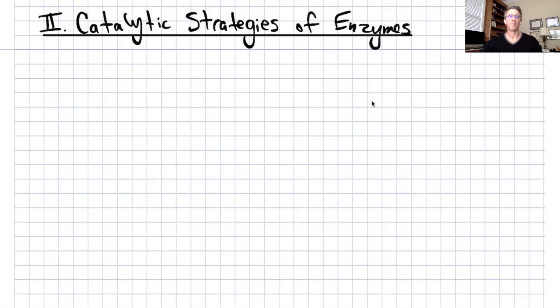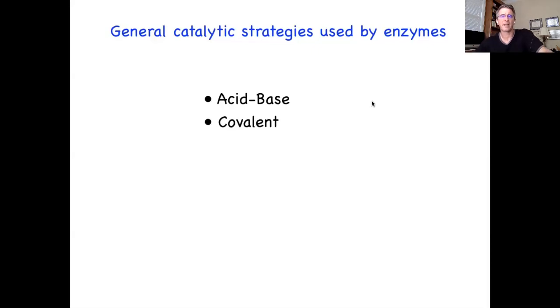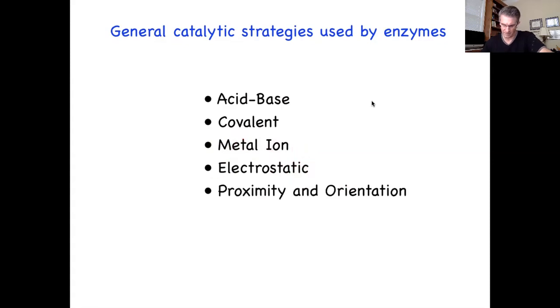Okay, so we can roughly categorize these in about 6 different varieties, right? The first is so-called acid-base catalysis. The second is covalent catalysis. The third is metal ion catalysis. Fourth, electrostatic catalysis. Lots of types of metal ion catalysis are also electrostatic. I'll point that out when we get to that.